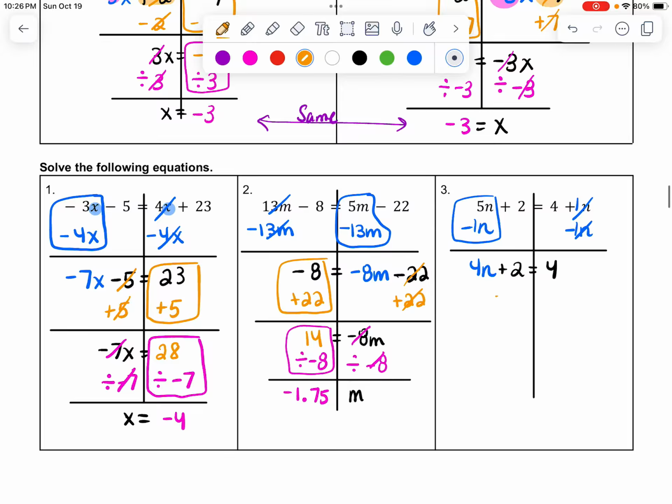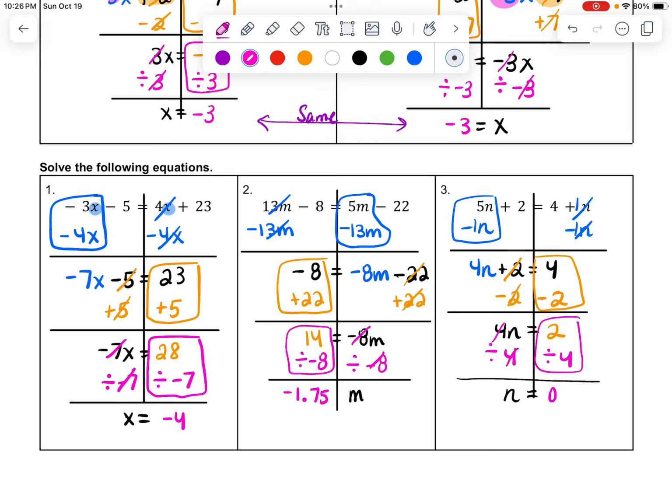Then I'm going to undo my plus 2 by minusing, so minus 2 on both sides, which means I get 4n equals, and then 4 minus 2, which is 2. And then I'm going to divide. So I'm going to divide by 4. When I do that, I get n equals 2 divided by 4, which is just 0.5.